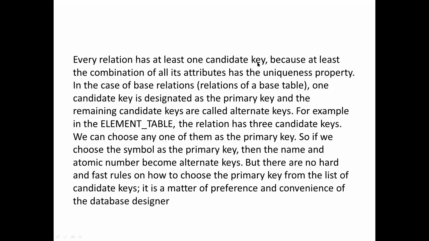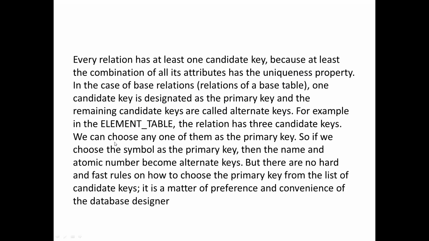Every relation has at least one candidate key. It is for sure. Its table must have at least one candidate key, because at least the combination of all its attributes has the uniqueness property, right? In the case of a base relation, or base table, one candidate key is designated as the primary key and the remaining candidate keys are called alternate keys.